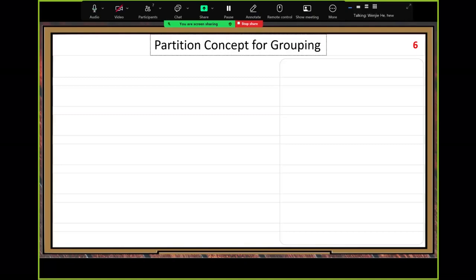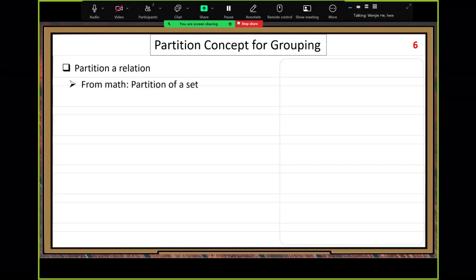Partition concept we borrow from math. In math, we have this partition concept. So now we borrow that concept from math set theory, the partition concept. Then we use that to understand the grouping concept here. Partition a relation. When we have a relation, suppose there is a table, we can do partition. Divide it into smaller subsets in a table.